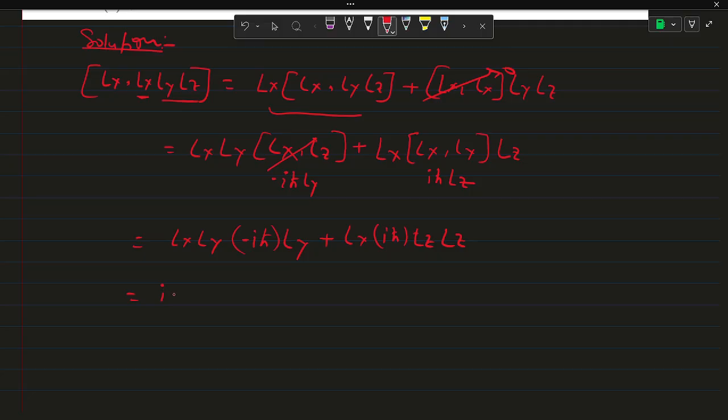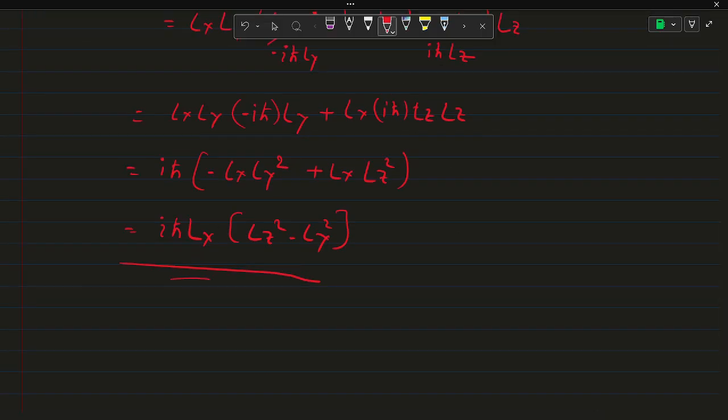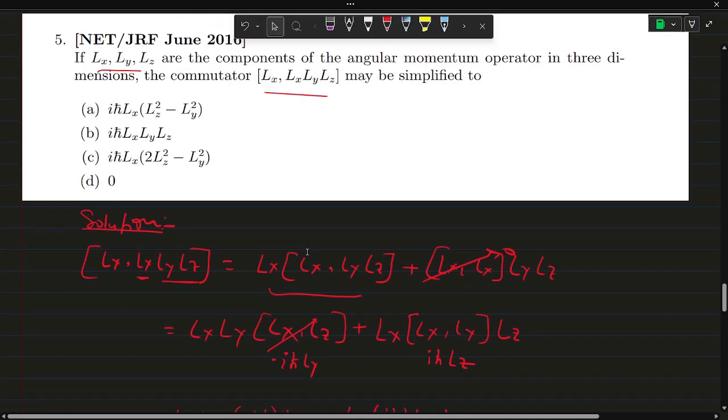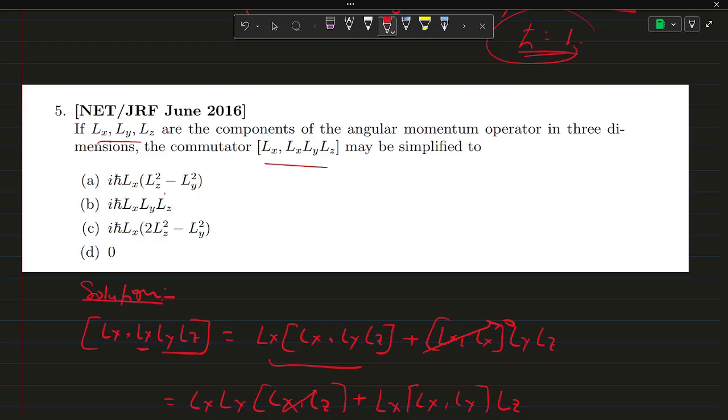So taking i h cut outside, we are left with minus Lx Ly square plus Lx Lz square. So simplifying it will give i h cut Lx, Lz square minus Ly square. Now looking at the solution, here i h cut Lz square minus Ly square, A is the solution.